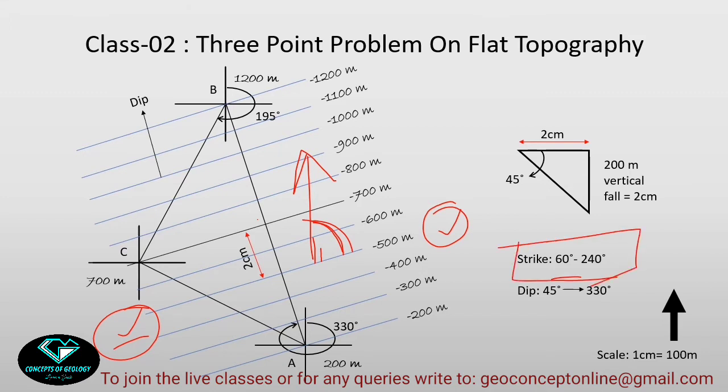Here I am having the borehole A which is encountering the coal seam at 200 meter depth, and here it is 1200 meter depth. So definitely the coal seam is sloping in this direction. To find out the true dip direction, I will draw a perpendicular line with the strike. So this was my strike. I will draw a perpendicular line. This is the dip direction.